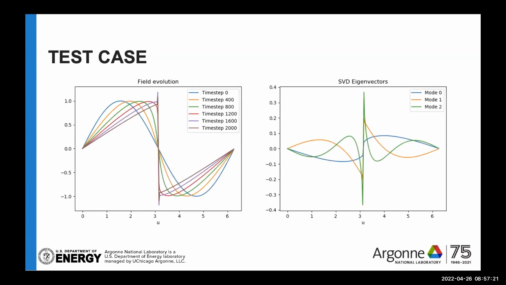And this is what the Burgers' equation data looks like. It's evolving forward in time and approaching a shock. When we do POD or PCA, these are the first three modes that you get. So we're doing this dimensionality reduction, and then the predicting forward in time is in terms of the coefficients of these modes.